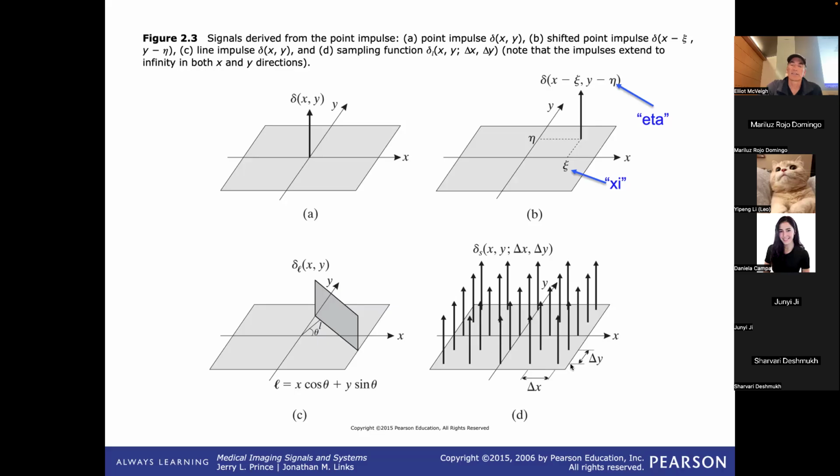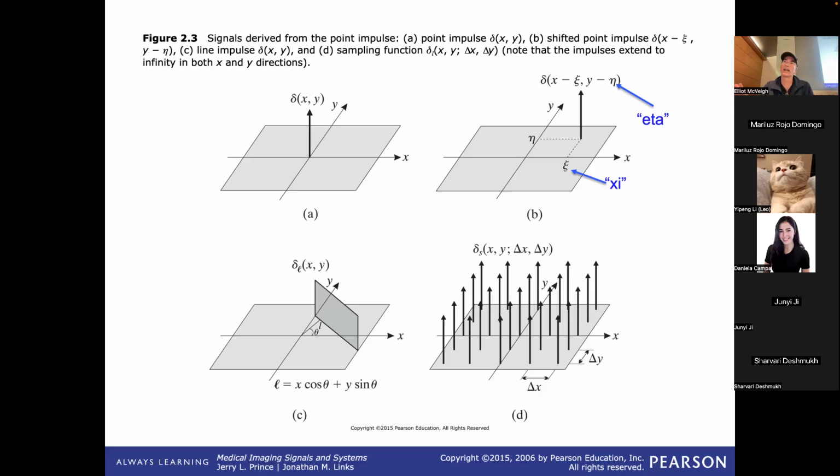And then this is a set of delta functions. This is the terminology or notation they use in the book, where you have the delta function of x, y and a definition of delta x and a definition of delta y, such that for every delta x and every delta y you get one of these delta functions. And that is called a sampling comb.